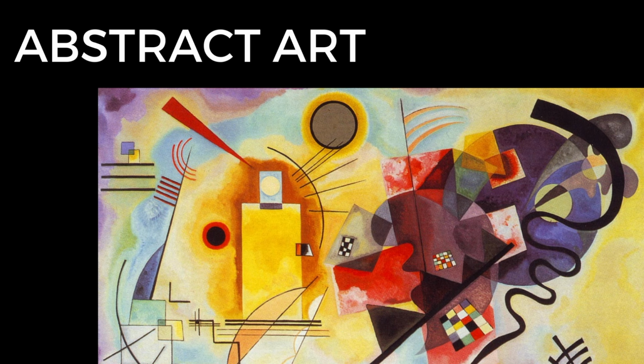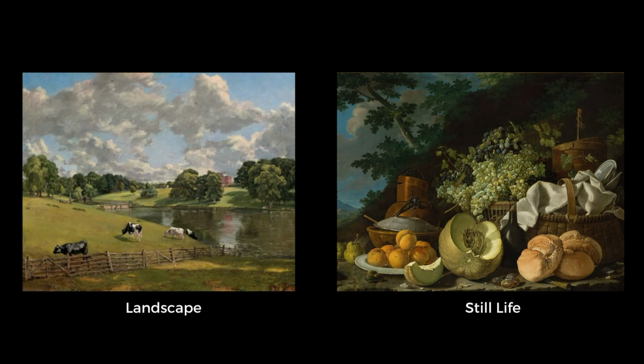Before Wassily Kandinsky, most artists painted scenes, objects, animals, and people, such as a landscape or still life, like these from the 1700s and 1800s. Art looked more like photographs.